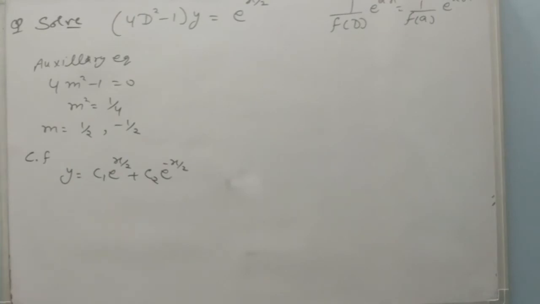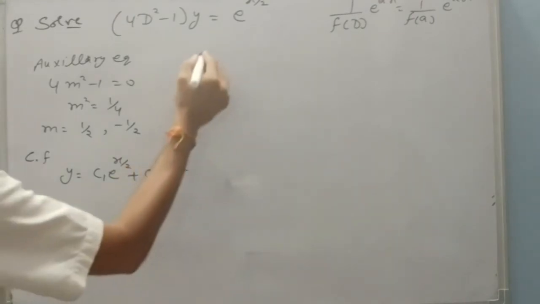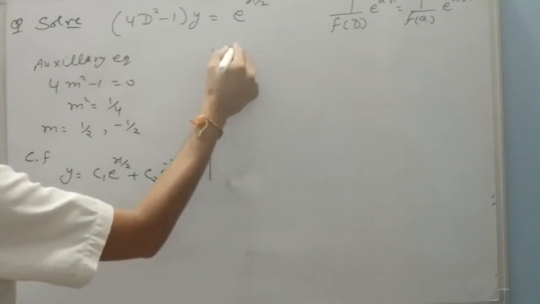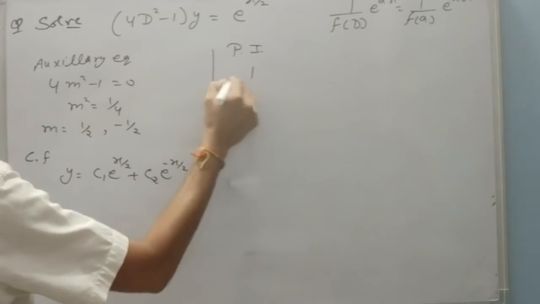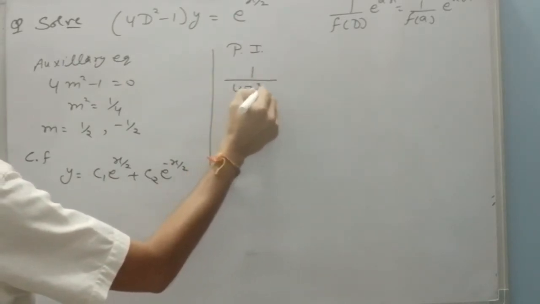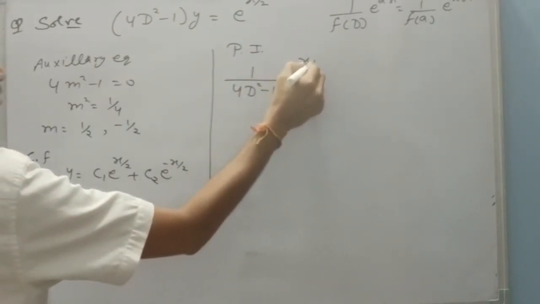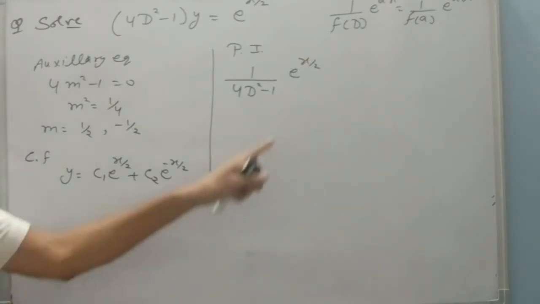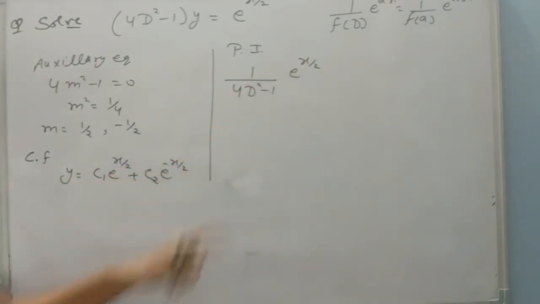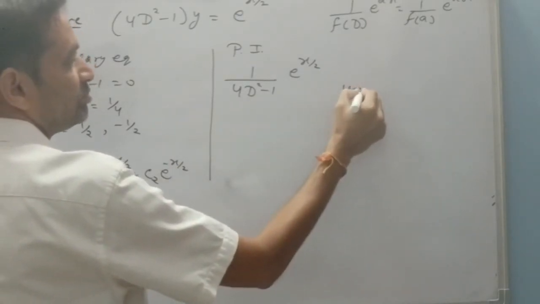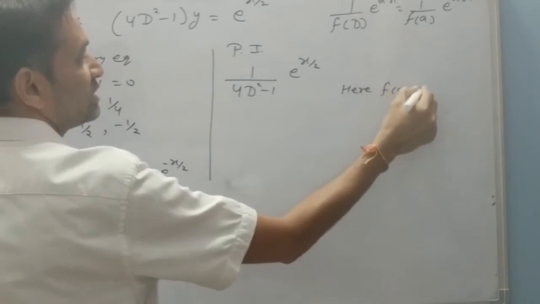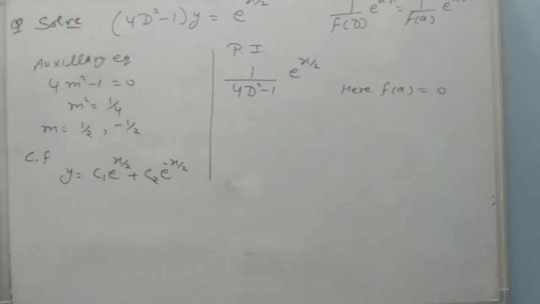This is a very easy way. Now see carefully the particular integral. In this case, the particular integral becomes 1 upon 4D squared minus 1, e to the power x by 2. When I apply the coefficient of x in D, I will get 0. Here f of a is equal to 0, which means I can't directly apply the value of D as 1 by 2.